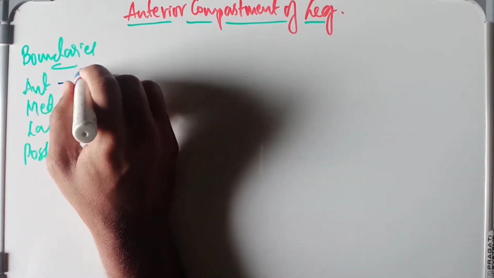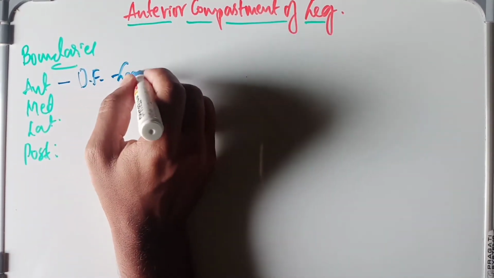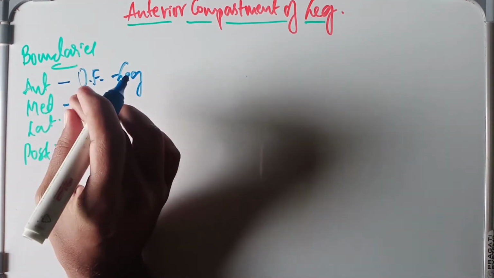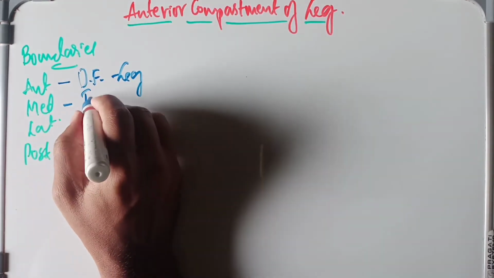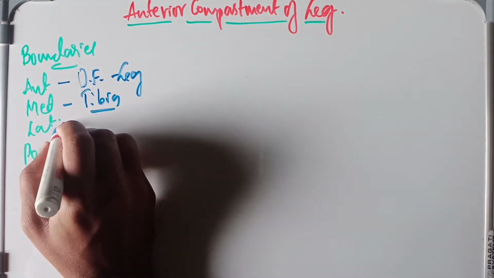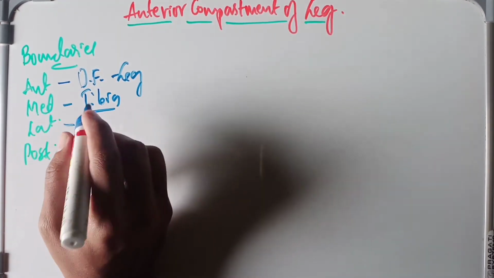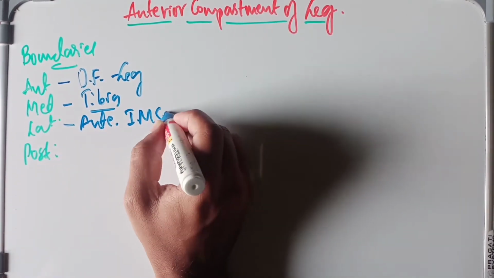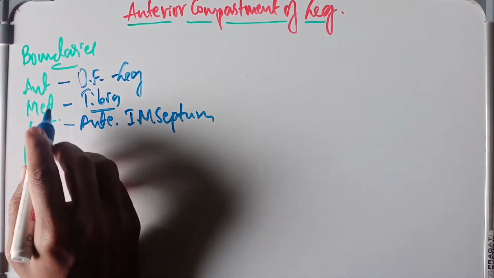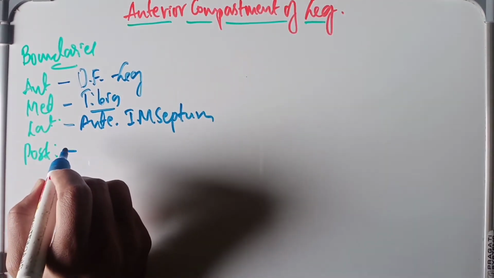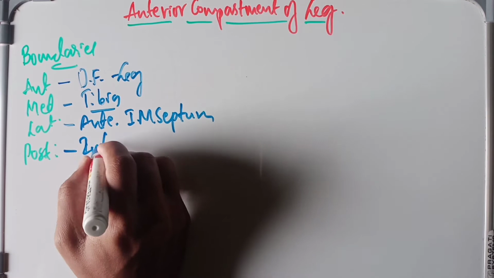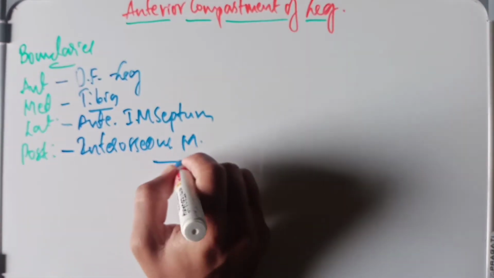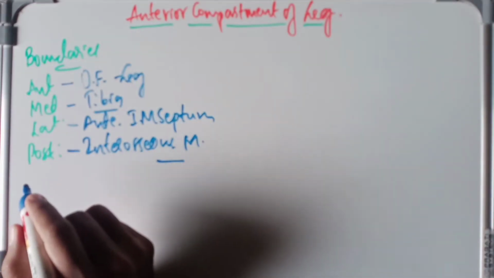Anteriorly we have the deep fascia of the leg, and then medially we have the lateral surface of the shaft of the tibia. So basically you can remember it as the lateral surface of the tibia. Laterally we have the anterior intramuscular septum, which forms the lateral boundary of the anterior compartment of the leg, and the posterior boundary is formed by the interosseous membrane. So these are the different boundaries of the anterior compartment of the leg.